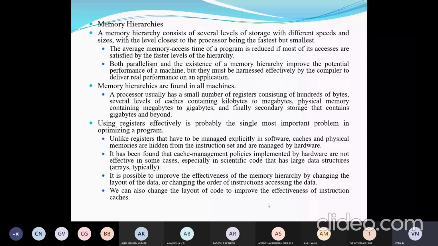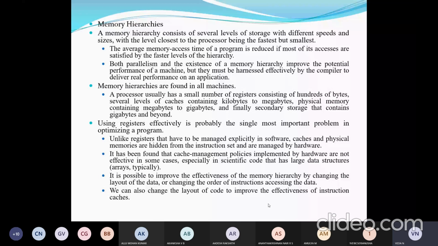Next concept is memory hierarchies. Hierarchy in the sense it consists of several levels of storage with different speeds and sizes. So the average memory access time for a program is reduced if most of its accesses are satisfied by a faster level of the hierarchy.